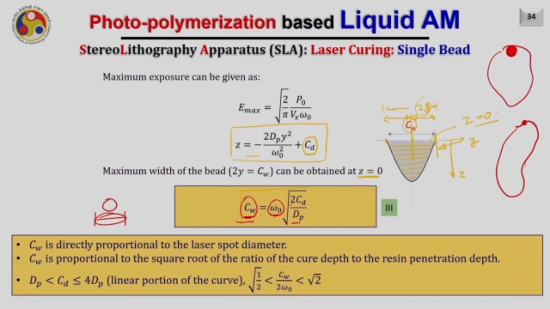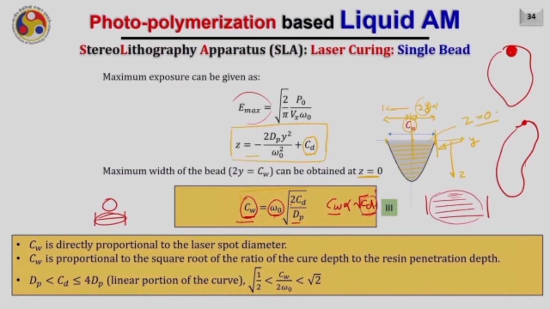So of course CW is directly proportional to omega naught. Also CW is proportional to the square root of the cure depth, meaning CW is directly proportional to root over CD. That means if CD increases, then CW will also increase, and it is obvious, because to increase CD we need to give more energy, more Emax, and as we are giving more Emax, of course the energy available on the top surface will also be more, and hence you will have larger bead width.